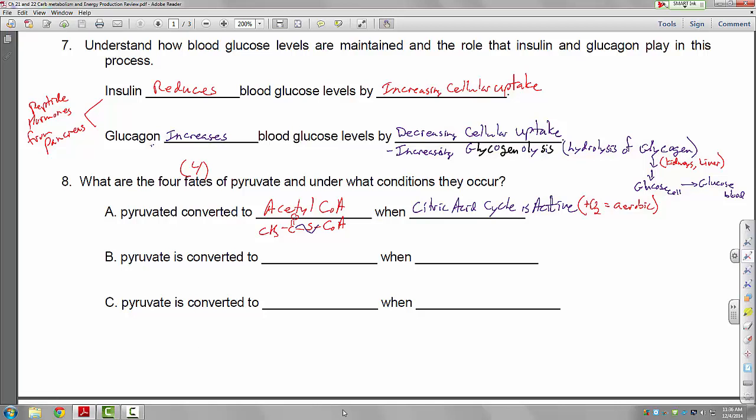So pyruvate is converted to lactate, say here in animals, when it's anaerobic. Right, that means no oxygen. So in other words, no citric acid cycle. Let me draw the structure of lactate.